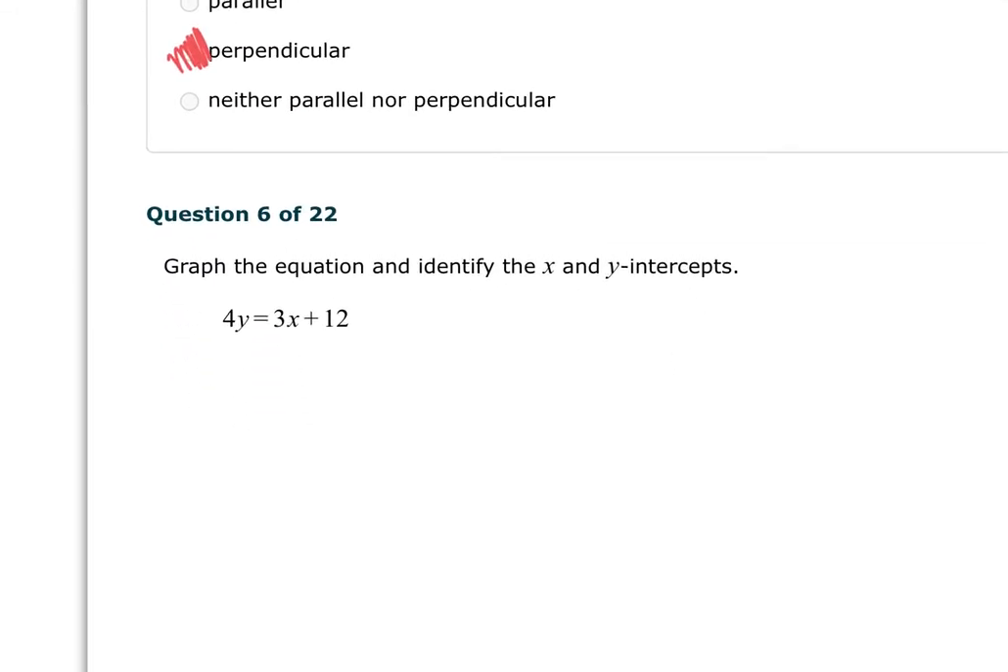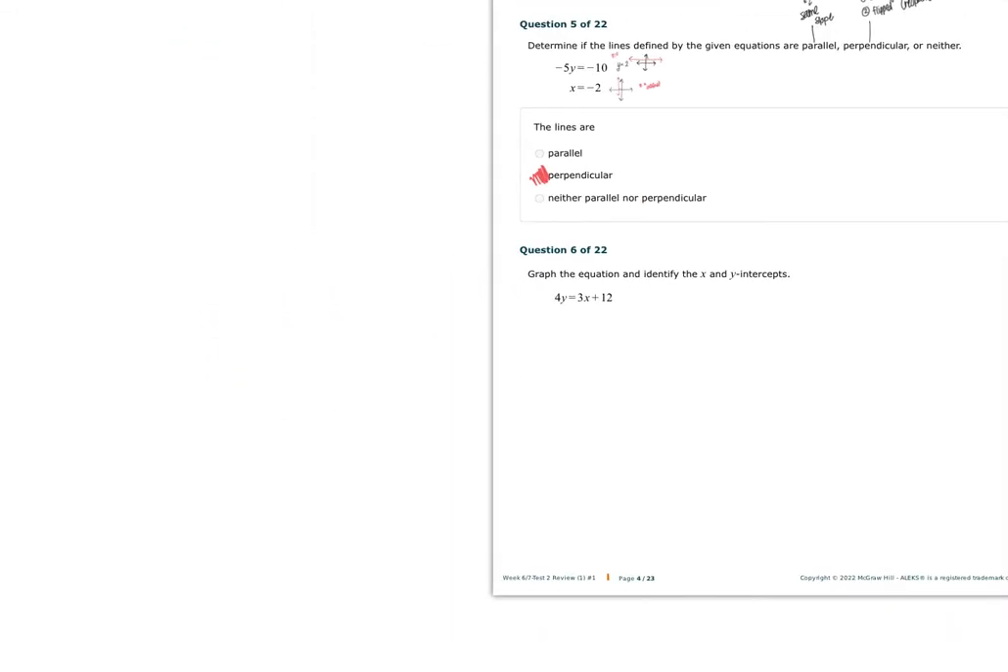Anyway, graph the equation and identify the x and y intercepts. So it helps to know what an x and y intercept is, and we actually covered that in question number 3. It's where you cross the x and the y axis, okay? So where you intersect the x axis is an x intercept, where you intersect the y axis is a y intercept.